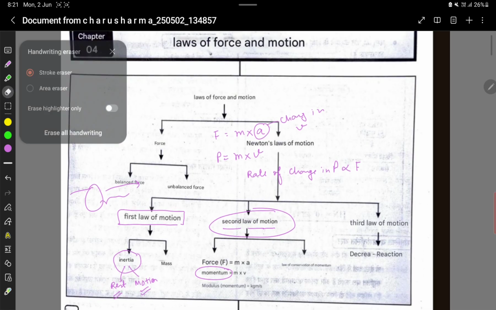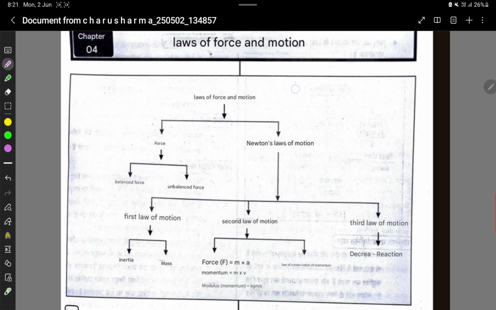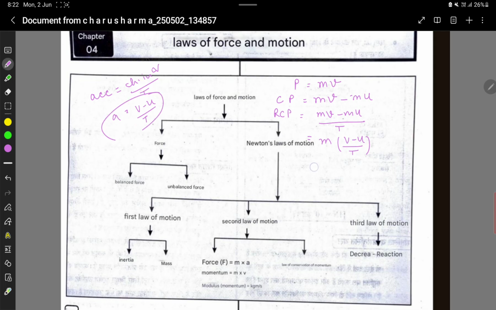A quick derivation, if you want me to do it, I will do it very quickly. We know momentum is m into v. So the change in momentum is what? m times final velocity minus m times initial velocity. The rate of change in momentum is that divided by the time. Now take m as common, we are left with (v minus u) upon t, and we know acceleration is the change in velocity upon time. So in place of (v minus u) upon t, I can write a, and now this is my force. So that is all about your second law of motion.